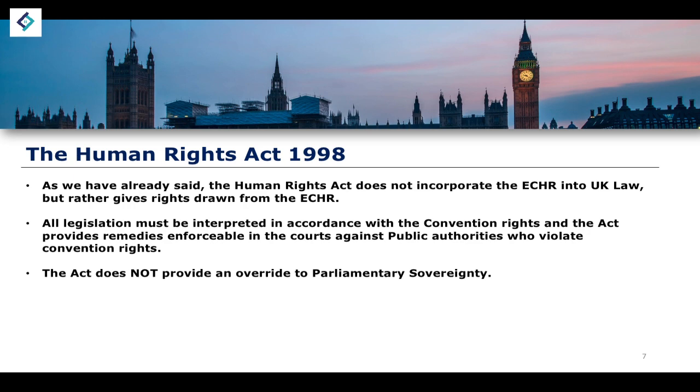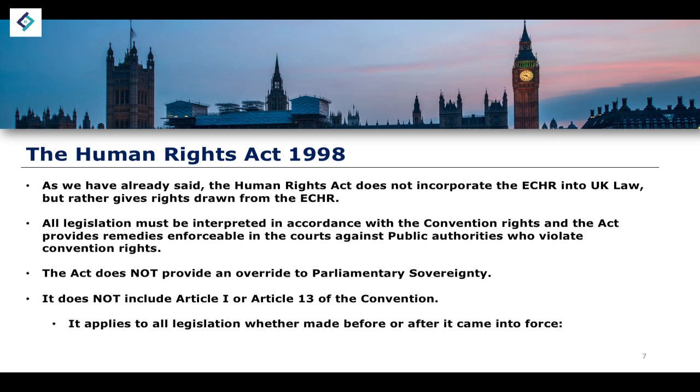Parliament chooses to act in accordance with the Human Rights Act, therefore limiting its ability to create legislation which contradicts the Human Rights Act. And then finally, the thing that we ought to note is that Article 1 or Article 13, those are both part of the European Convention on Human Rights, but they are not included in the Human Rights Act itself.